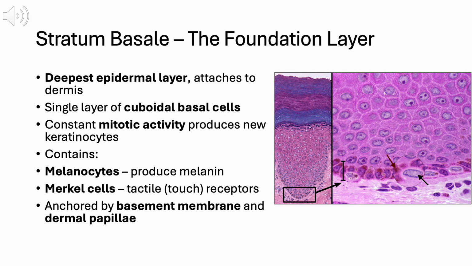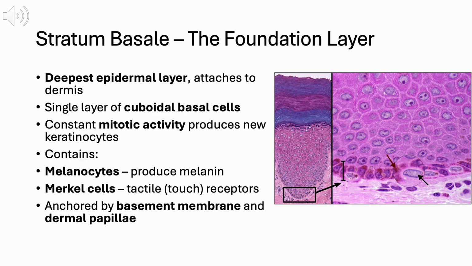The stratum basale, also known as the stratum germinativum, is the bottommost layer of the epidermis and plays a foundational role in skin regeneration. This layer is made of a single row of cuboidal basal cells, which are stem cells that continuously divide. These new keratinocytes push older cells upward through the layers of the epidermis. Several specialized cells are also found here. Melanocytes, which produce the pigment melanin and help shield the skin from UV damage, and Merkel cells, which are involved in sensing light touch, especially in areas like the fingertips.